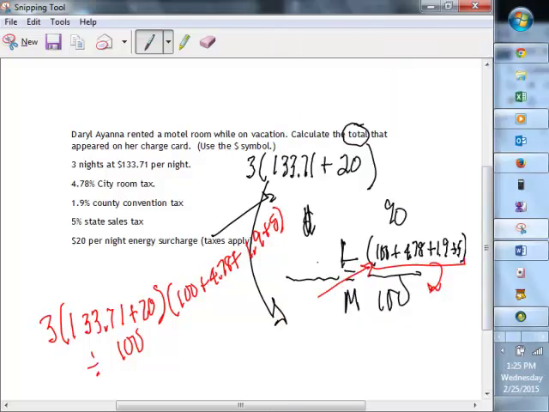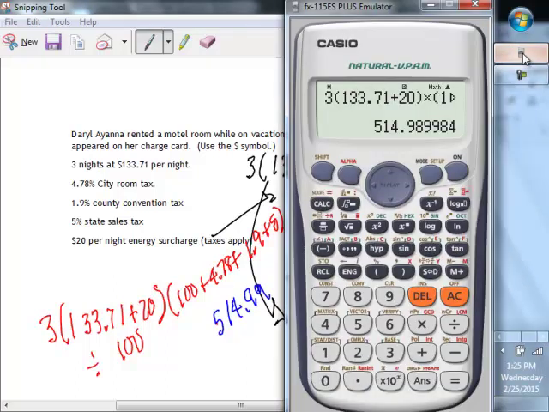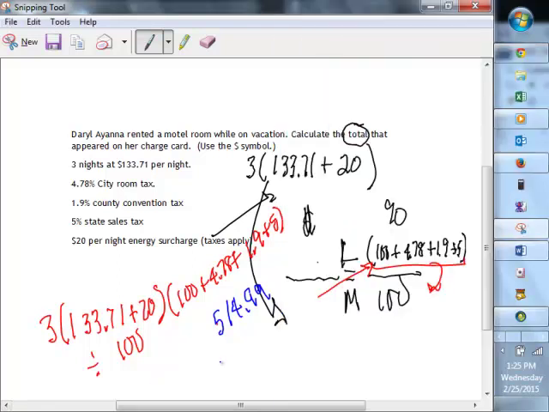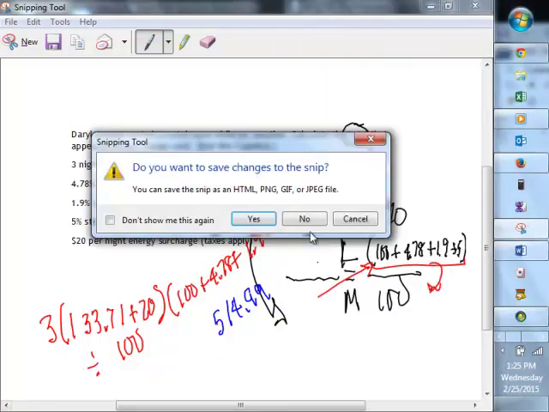$514.99. I'm going to make sure that's what my calculator said. $514.99. Next one.